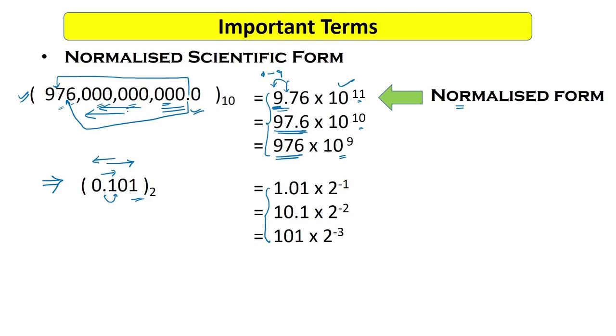As we know from the decimal examples also, when we move in one direction I raise some power of 10 in a positive way, right? And when I move in the other direction, I raise the power in a negative way, okay? The same thing happens if the number is in binary form also, okay? Now if I move this decimal here, I can write 10.1 into 2 to the power minus 2, because I have moved 2 places to the right side. The same way I can get this, okay?